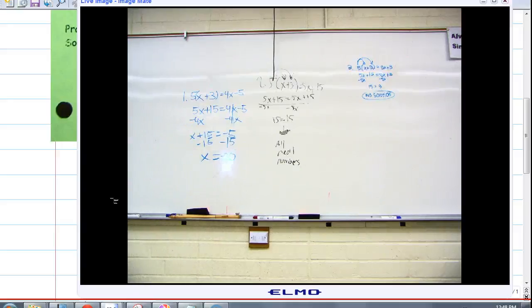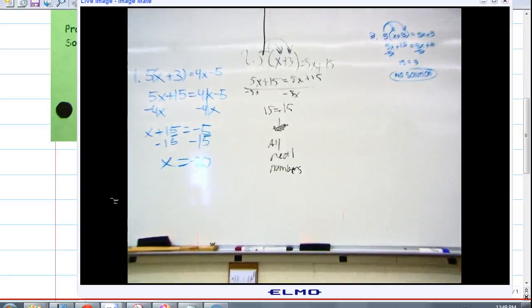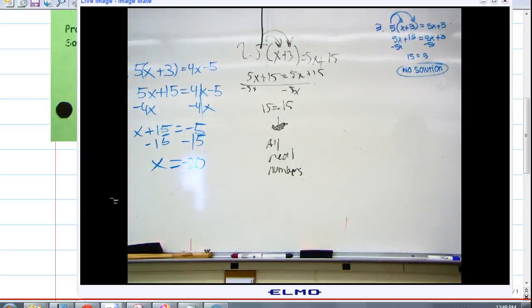Hey guys, listen up. Pay attention. How many people got number one, -20? Raise your hand. Good. How many people got number two, all real numbers as your solution? Very good. How many people got no solution for number three? Excellent, good job. Any questions on these? Got it. Okay, very good.